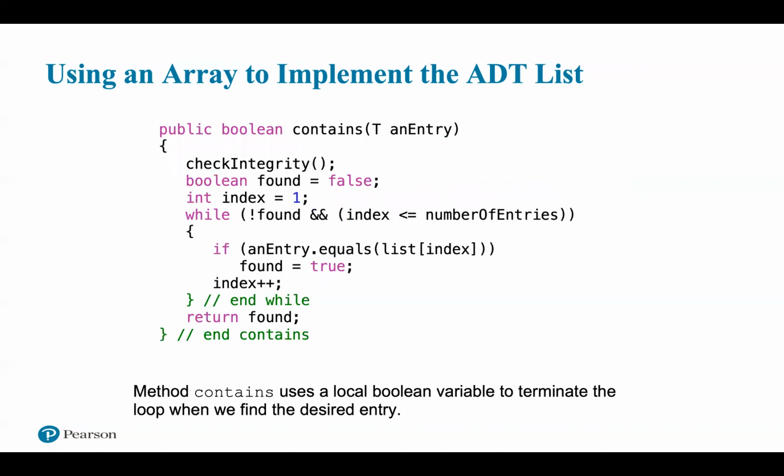For the method contains, the method getEntry locates the entry at the given position by going directly to the appropriate element. In contrast, the method contains is given an entry, not its position, and it must search the array for the entry beginning at index 1. The method examines each array entry until it either locates the desired one or reaches the end of the list without success. And so in this implementation, we see the local Boolean variable to terminate the loop when we find the desired entry.